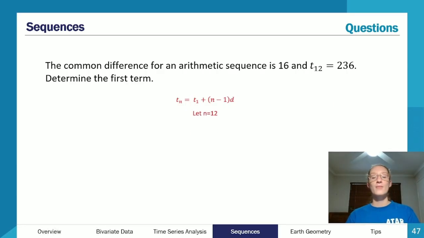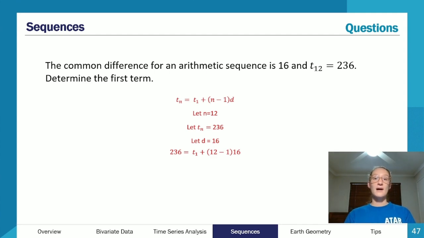So I'm going to define all my other variables. I'm going to say let n equal 12 because I know what term 12 is. I know it's 236. So that's actually another known value that I can substitute in. So I'm going to say let Tn equal 236. Let D, the common difference, be 16 because that's what we've been told. So now I can substitute in: Tn is T12, so 236 is equal to T1 plus bracket 12 take 1 bracket 16.